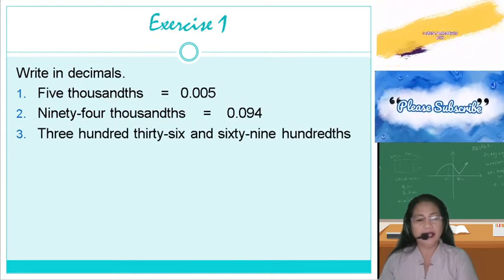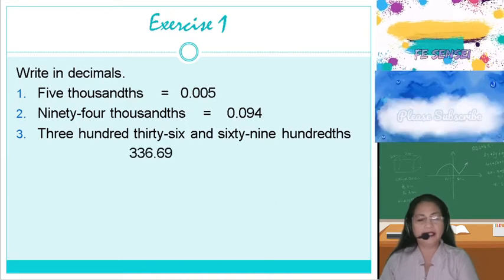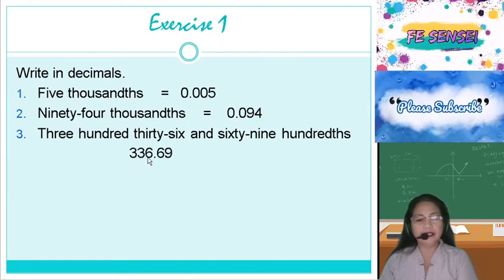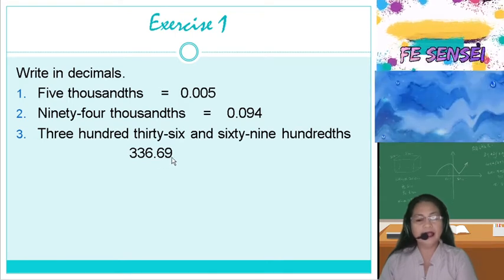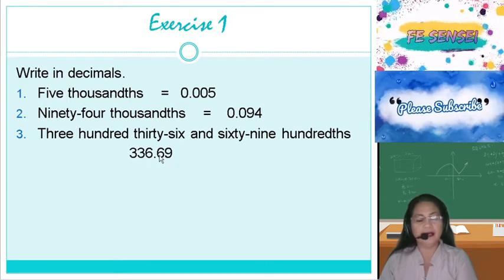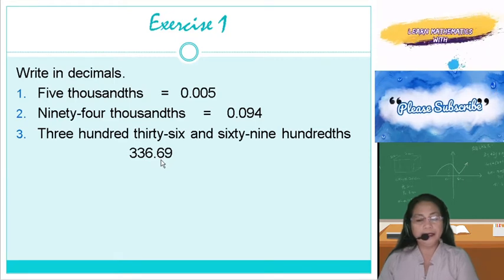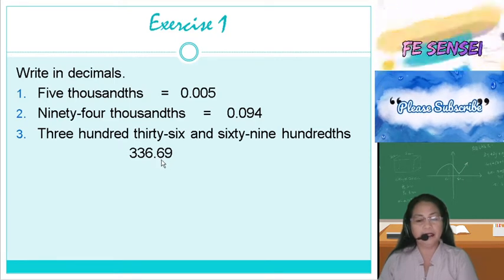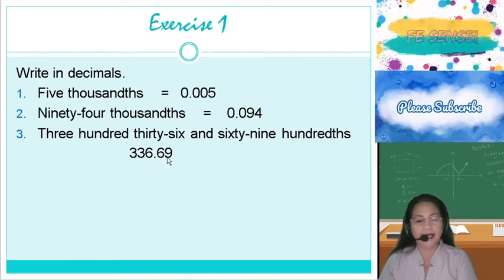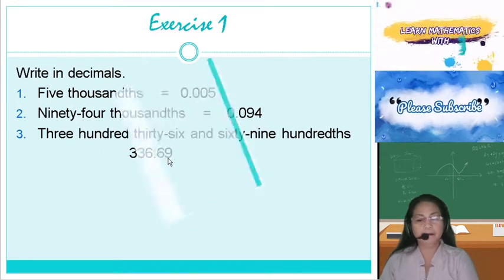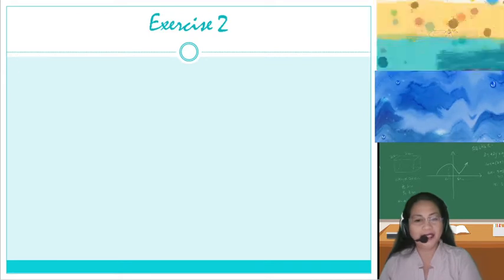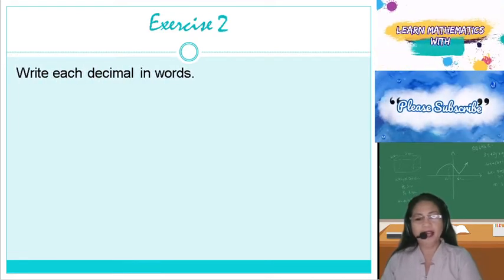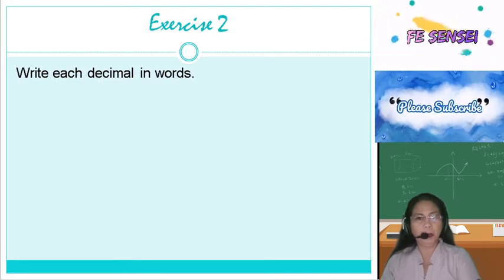336 and 69 hundredths. Hundredths because there are 2 decimal places after the decimal point. This is tenths and hundredths. So exercise 2. Write its decimal in words.